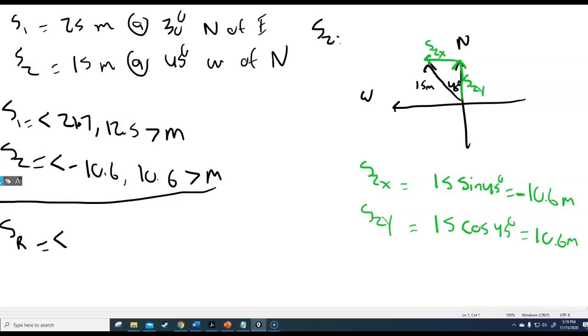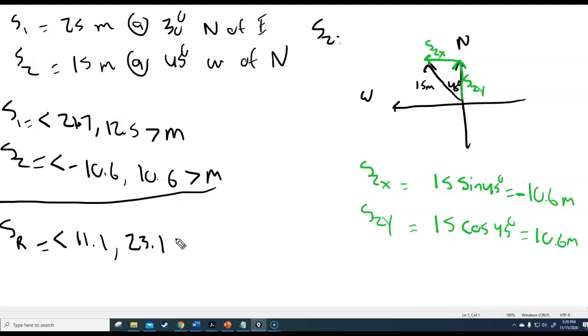Now I'm going to be adding the x components up. So 21.7 plus negative, don't forget the negative sign, negative 10.6. So 21.7 minus 10.6 is 11.1. And then I'm adding up the y components. I get 12.5 plus 10.6, which is 23.1.